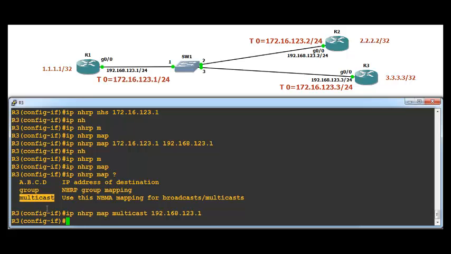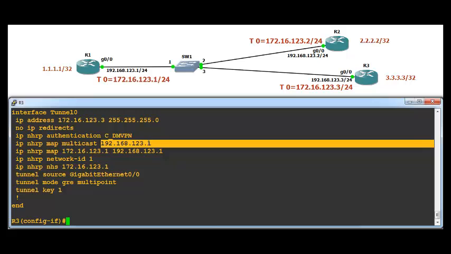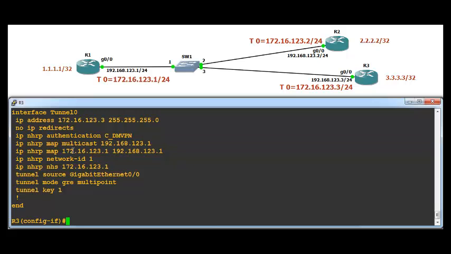Okay, that's all. You did a good job now. Show run, interface. Do show run interface tunnel 0. You see, everything is in place. You got the IP address, you got the authentication, you know where to send the multicast traffic, and you know how to reach that address.